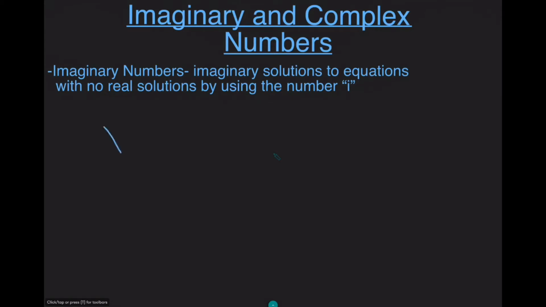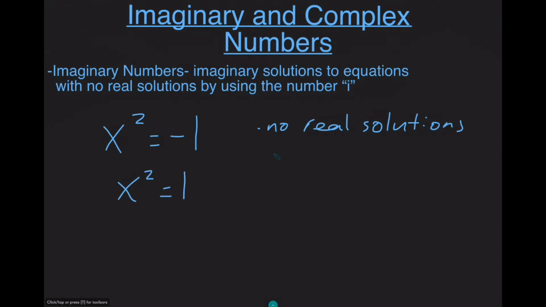So for x squared equals -1, this has no real solutions. But if you look at x squared equals 1, there are two real solutions, positive 1 and -1. If you put positive 1 for x, it's never going to equal -1, and the same for -1. So let's look at x squared equals -9 and x squared equals 9.